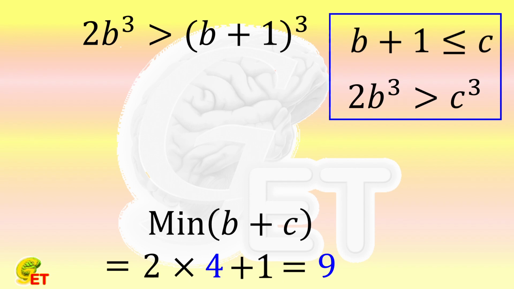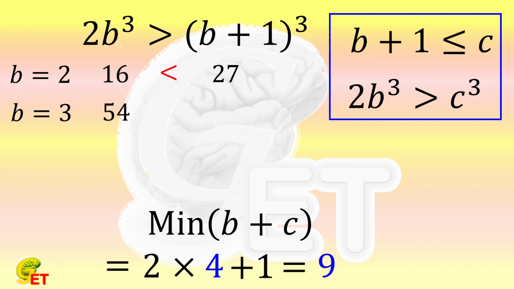We will not try 1, because the cube of 1 is still 1, which cannot fulfill the requirement of being bigger than another positive integer a. When b is equal to 2, twice the cube of b is equal to 16, and the cube of b plus 1 is equal to 27. Not work. When b is equal to 3, twice the cube of b is equal to 54, and the cube of b plus 1 is equal to 64.